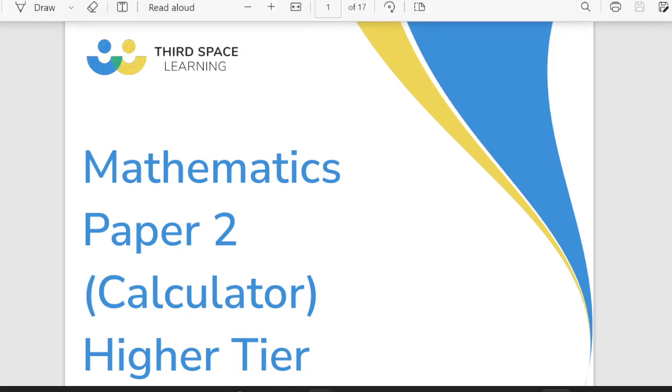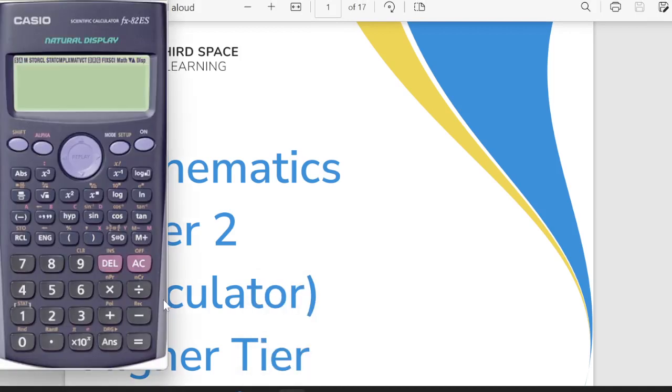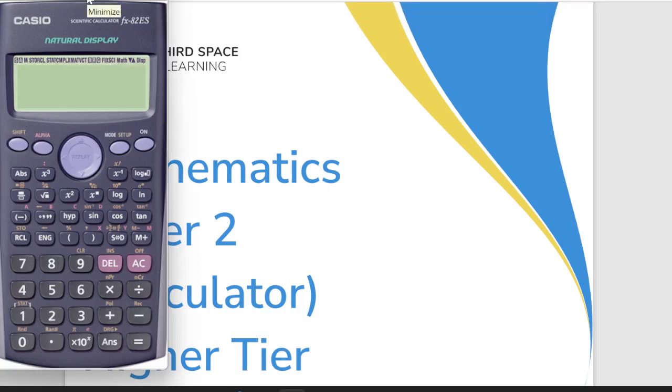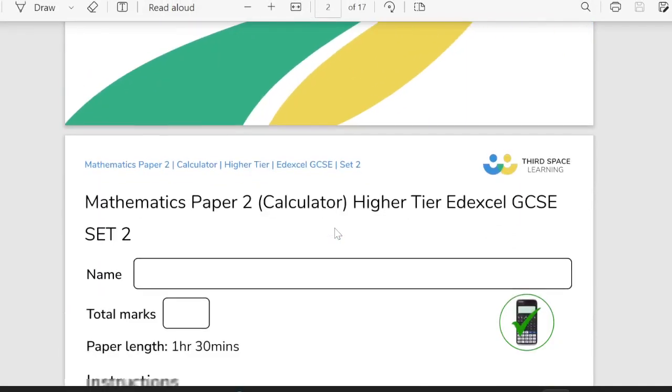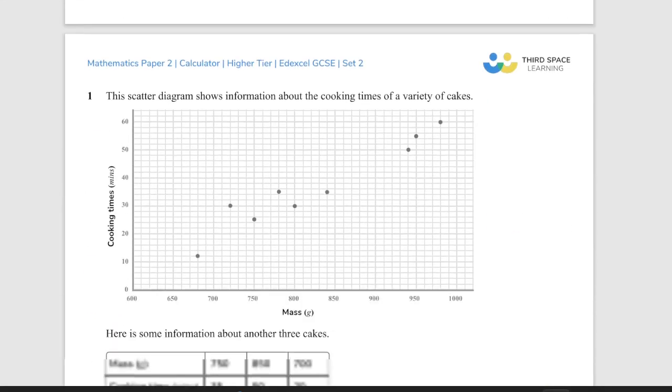For my calculator, I'm using quite an old-fashioned emulator just because I can get it on the screen nice and easily. I do have a more modern one, but I have to open a web page, so it just becomes a bit more cumbersome. Right, we'll kick straight off then with question 1.